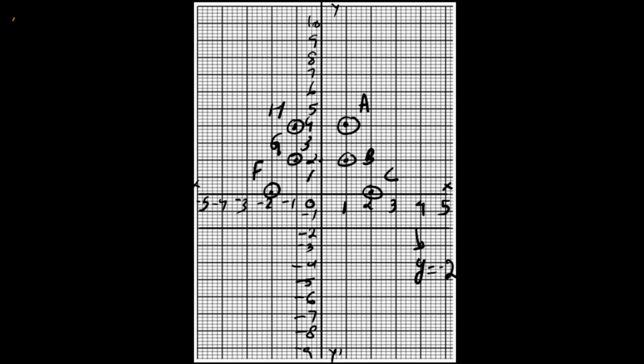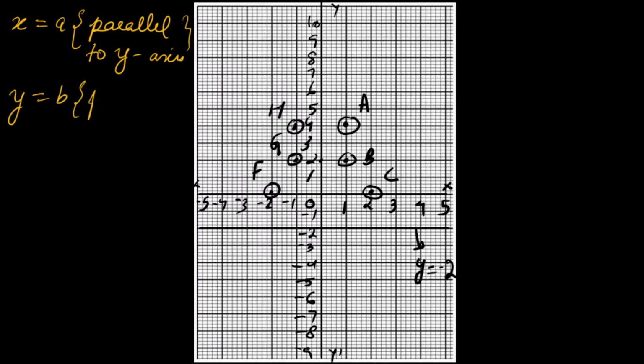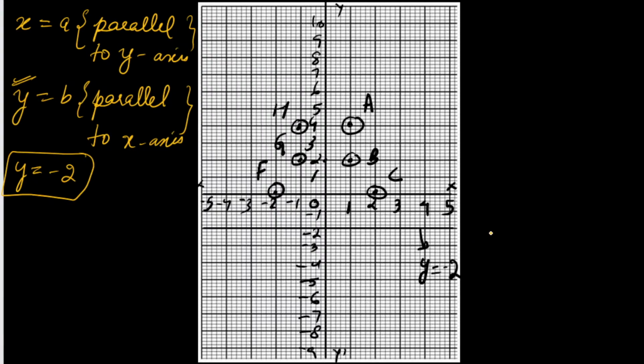See, if you have any line x is equals to a, where a is any number, this type of line will be parallel to y-axis. If we have any line of this form, y is equals to b, this type of line will be parallel to x-axis. Like now we have done this. Now this is the case, y is equals to minus 2. This line is parallel to x-axis, so we have drawn it also.